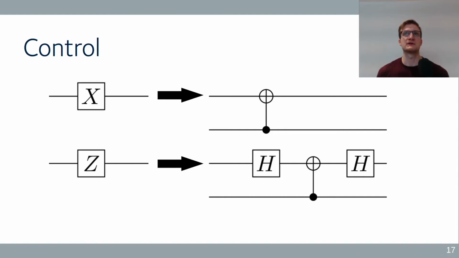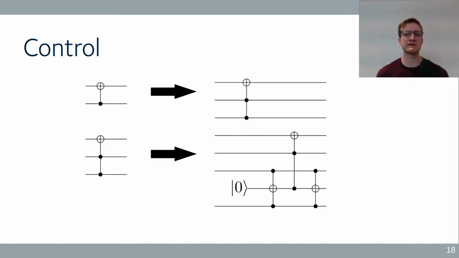Now any circuit you can make into a controlled circuit by going through each gate and making a controlled version of the same gate. So when X becomes a CNOT, Z becomes this conjugated CNOT. A CNOT itself becomes a Toffoli gate, which is much more expensive, and a Toffoli gate becomes, in this case, 3 Toffoli gates and an extra qubit.